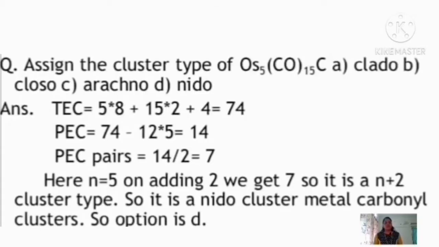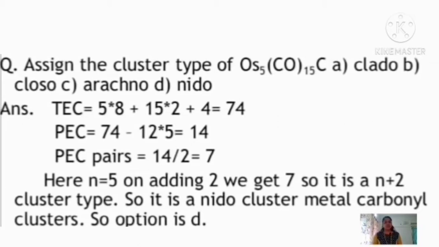The total valence electron count can be found out by: here 5 osmium are there, so 5 into 8, plus 15 into 2, that is, each carbonyl gives 2 electrons, so 15 into 2, plus again one carbon is there. Carbon valence electron is 4, so plus 4. So 40 plus 30 plus 4, that is 74.